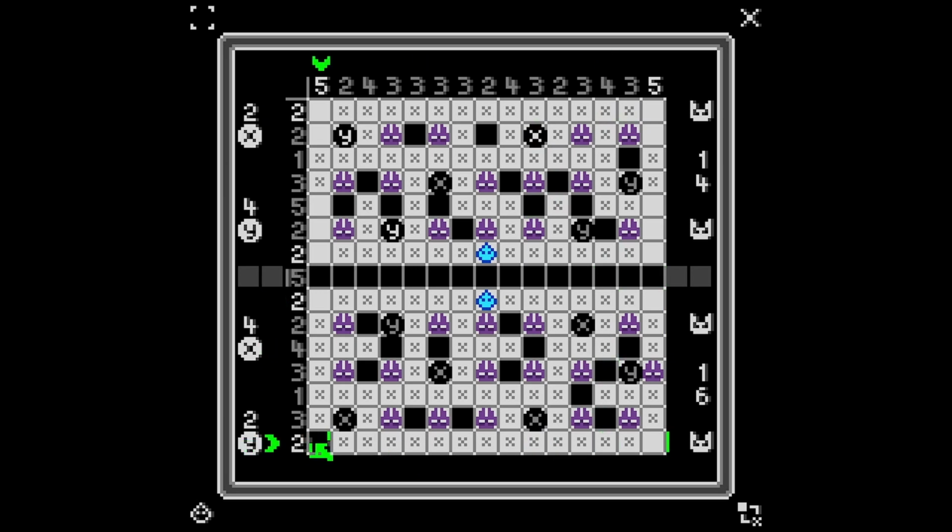This row has 2 walls, which have to be here. Same with this row. And this. And this. And we see everything is gray, so all that remains is empty space.